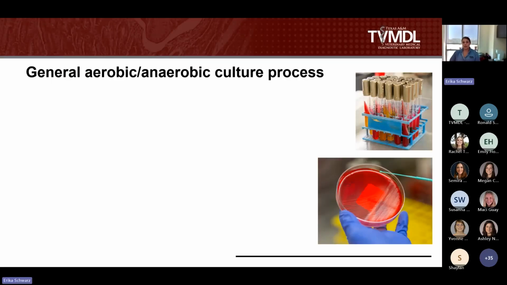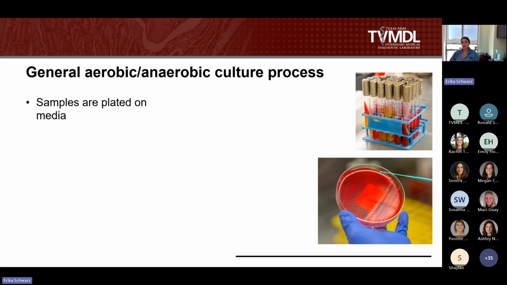General anaerobic and aerobic culture processes are what we do for a vast majority of the culture samples that come into us. So this would be our standard bacterial identification. It's our culture that we just set up for most everything, unless we're going to require something a little bit more refined.